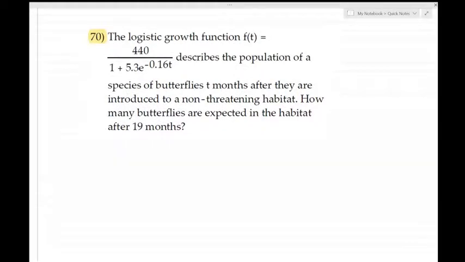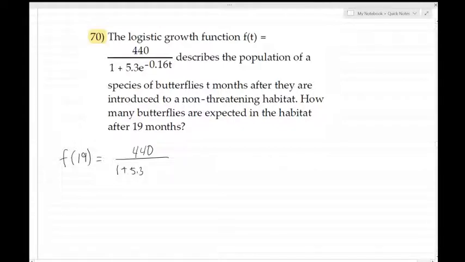Number 70, logistic growth function again, describing the population of a species of butterfly t months after they're introduced to a non-threatening habitat. How many butterflies are expected in the habitat after 19 months? So we're looking for the function f evaluated at the value 19. So 440 divided by 1 plus 5.3 e to the power negative 0.16 times 19, right? So 440 divided by 1 plus 5.3 times e to the power negative 0.16 times 19.